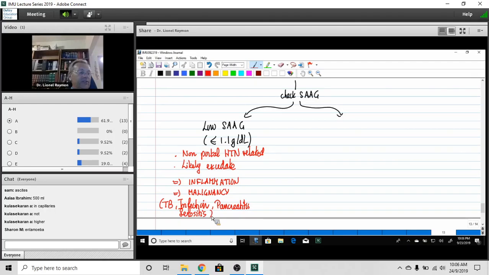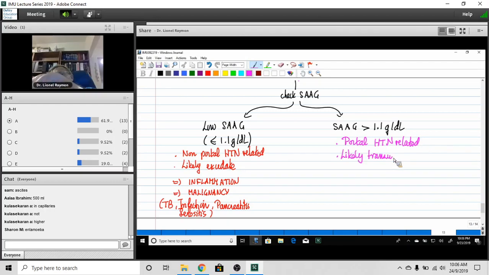Whereas if you have a SAG that is greater than 1.1 gram per deciliter, then this is classically portal hypertension related. And I gave you the main culprit, the likely transudate because of hydrostatic pressure being increased, is primarily issues with cirrhosis. So now that's going to be literally more than 80% of your cases. And 2/3 of cirrhosis is going to be itself associated with alcohol, but that's where you're going to see congestive heart failure patients, right-sided heart failure in particular, people with that Budd-Chiari syndrome.